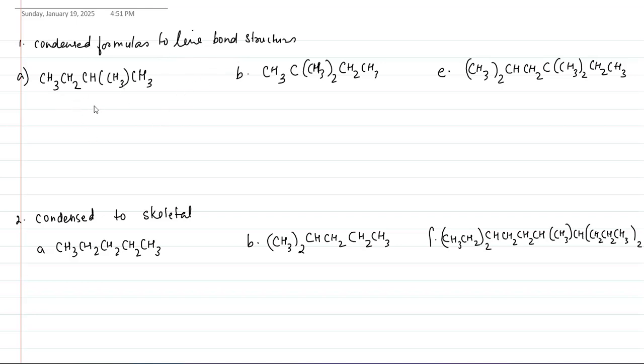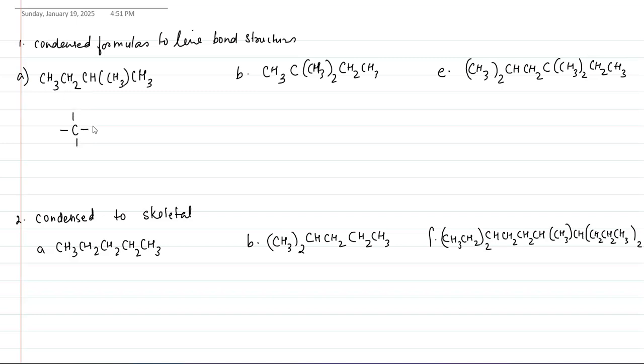So the formula is given to you. These are called condensed formulas, where the carbon and hydrogens are shown but not the bonding. So we have to show it in the form of line bond structures. So the way we can draw this is have the carbons with the respective number of hydrogen atoms.